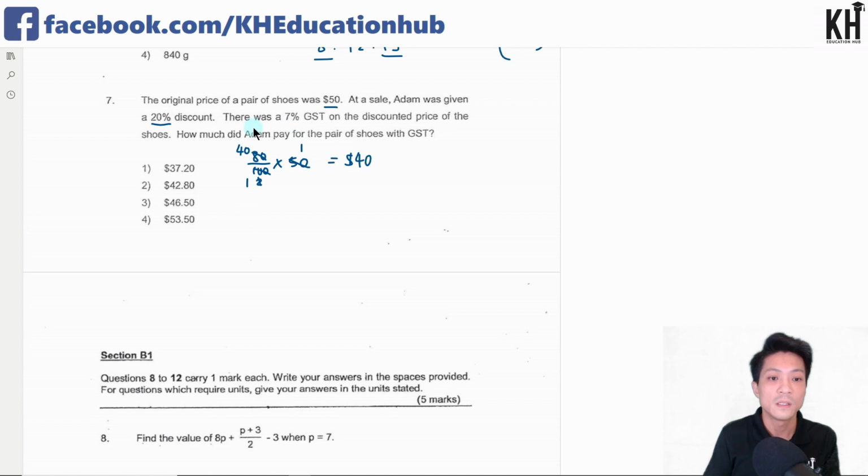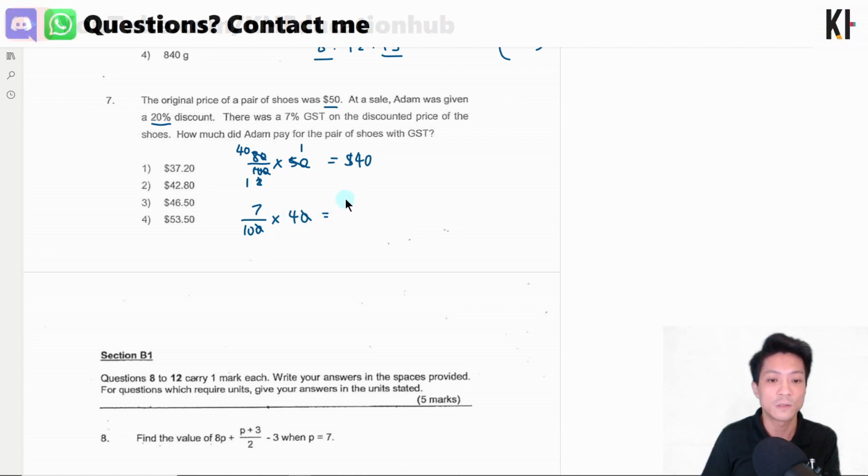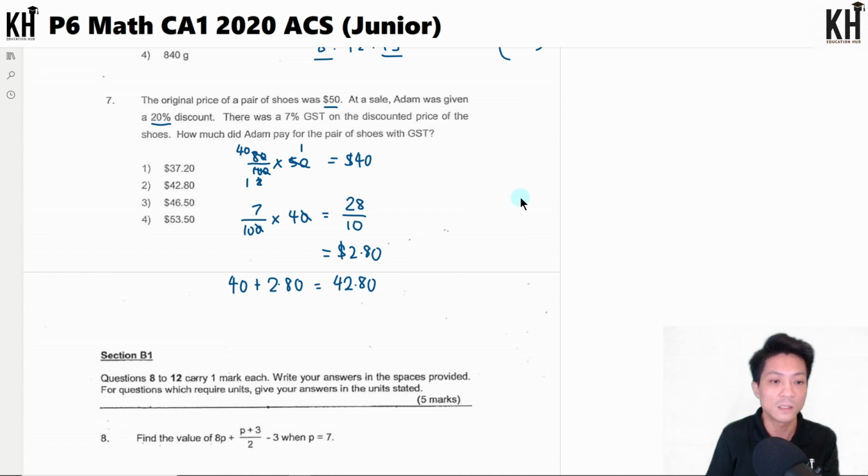Now there's a 7% GST on the discounted price, so I'm going to find what is 7% of $40. I'm going to cancel the 0 and the 0, and then multiply across, because this will give me 28/10. 28/10 is basically $2.80. So the last step will be to use $40 plus $2.80, which will give me $42.80, and the answer is number 2.